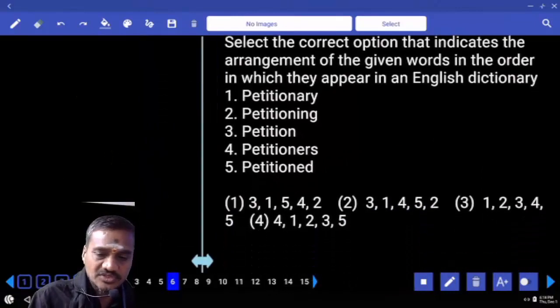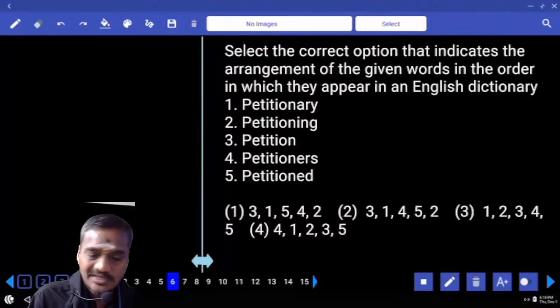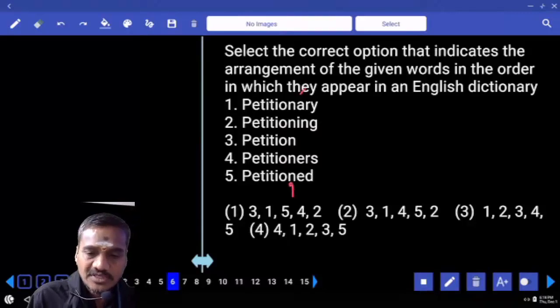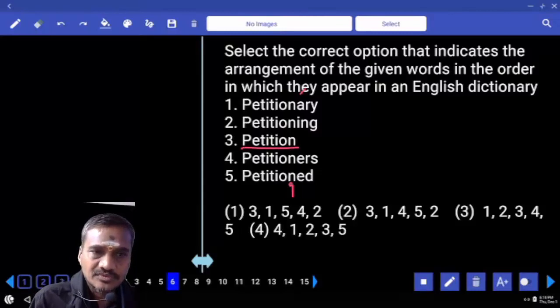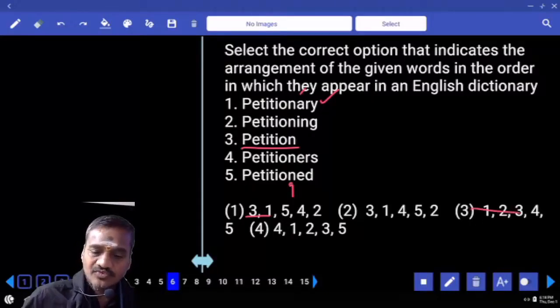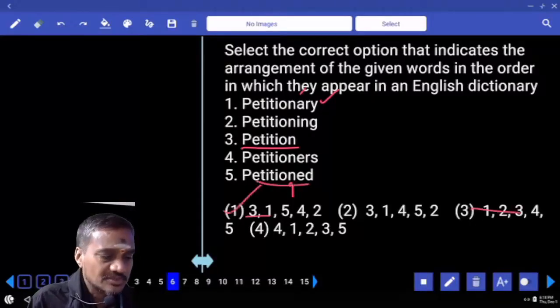Now in this, we need to arrange them in English dictionary order. Tell me what the order is. First P-E-T-I, then P-E-T-I-T-I, O is also common, N is also common, and the next one, the last, A. And A was in the petition, third, and the next letter M-O, A. Ends 3 and 1. Next, what is the next element we have? 5. And 5, that is choice 1, question number 6.